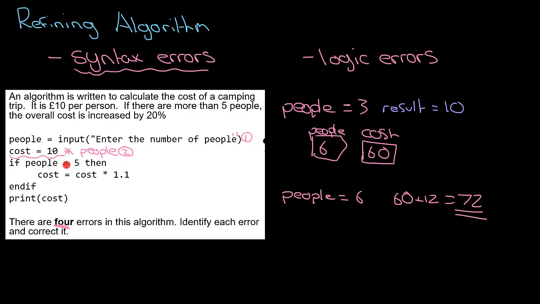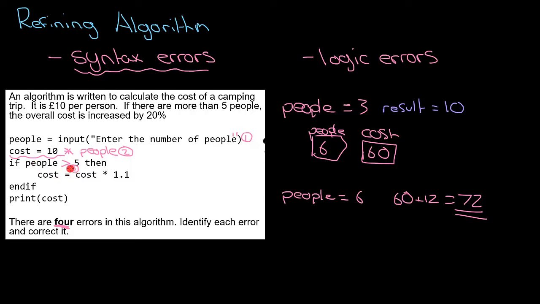This if statement here isn't checking to see if there are more than 5 people. It's checking to see if there are 5 people. And that is a very different thing. So that needs to be replaced with a different sign, and we want the greater than sign. So that's our third error that we've found there.